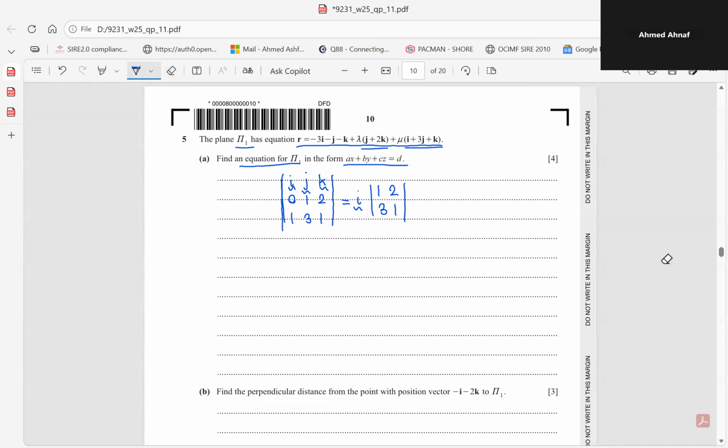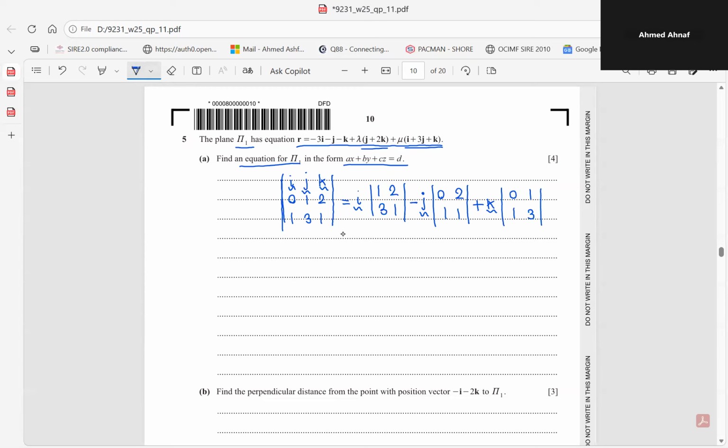Okay, and then for your J, you have to put a minus sign. So minus J, take the determinant of, cancel out all the rows and columns that have J in it, and then you take the determinant of 0, 2, 1, 1. And then for the K, just plus K of 0, 1, 1, 3.